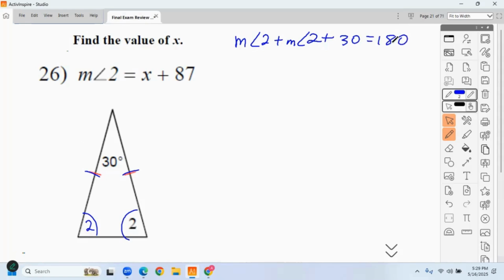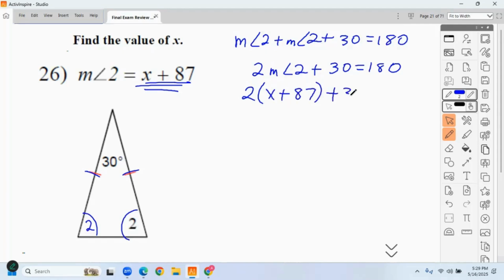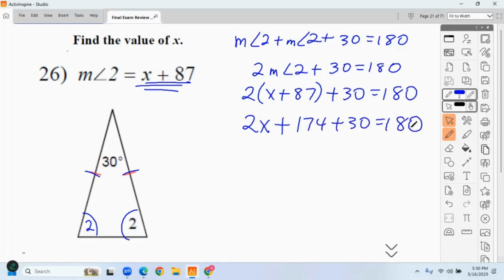Let's add those angle 2's together. So we're going to have 2 measure of angle 2's, and that's going to be 30, and this is going to be 180. Make a quick substitution here. Instead of measure of angle 2, we're going to substitute it with this. So 2 times x plus 87 plus 30 equals 180. Now, let's go ahead and make a distribution. You all remember that? So 2x, distributive property, plus 174 plus 30. This will be equal to 180. Got it? Good.